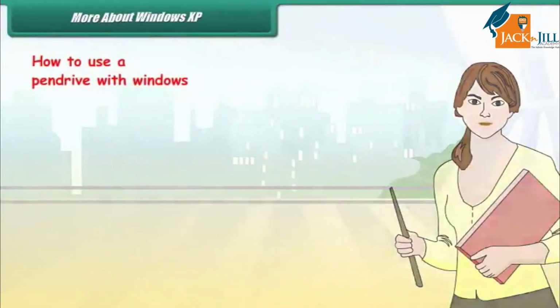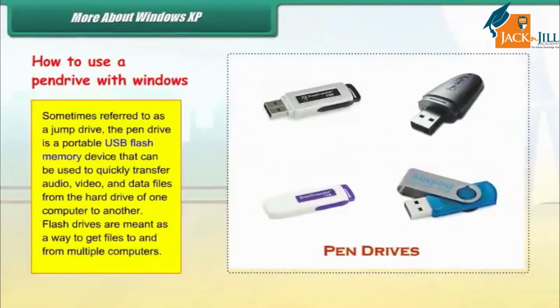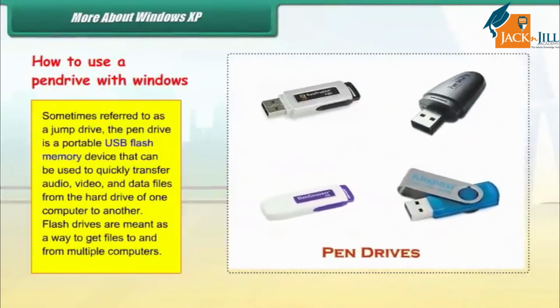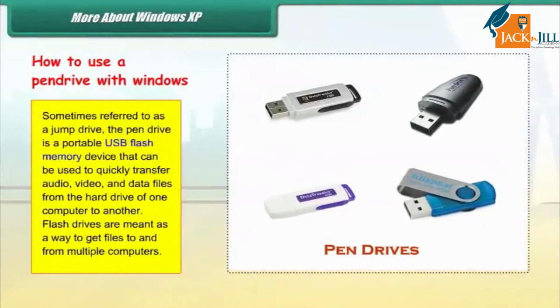How to use a pen drive with Windows. Sometimes referred to as a jump drive, the pen drive is a portable USB flash memory device that can be used to quickly transfer audio, video and data files from the hard drive of one computer to another. Flash drives are meant as a way to get files to and from multiple computers.